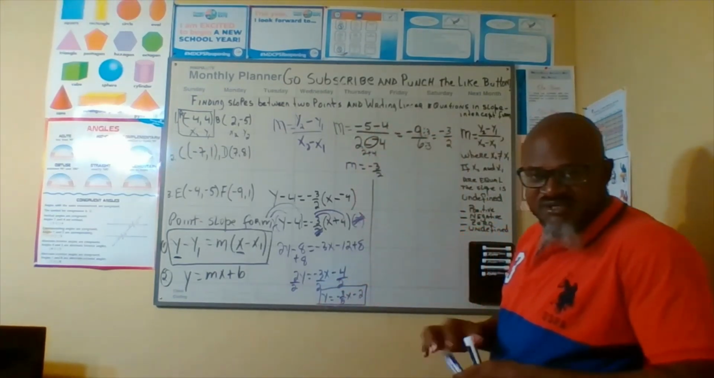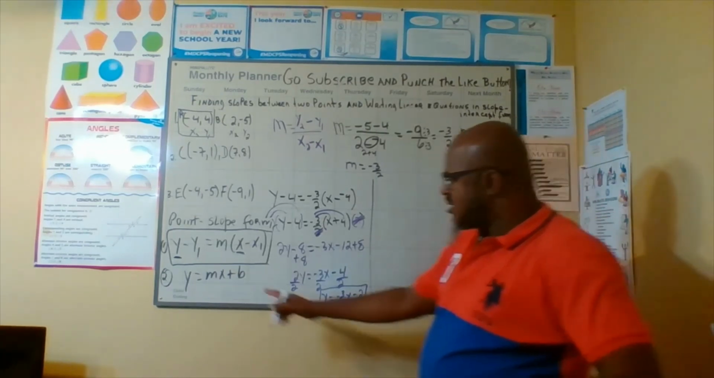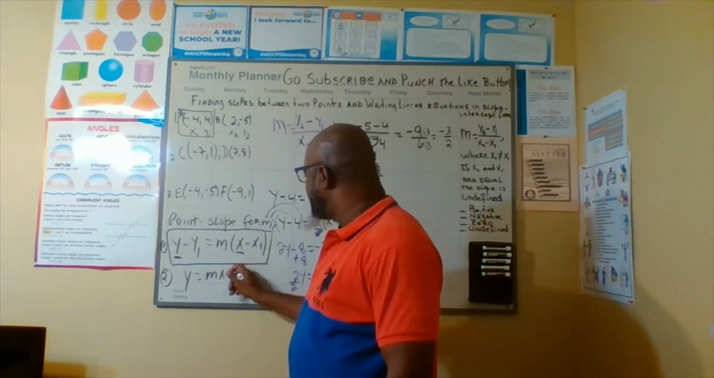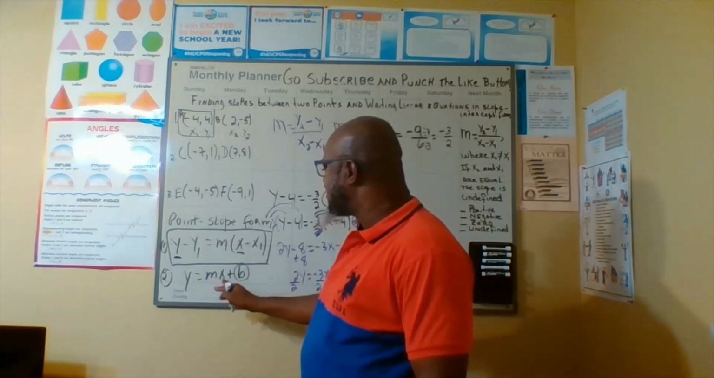So like I promised, I'm going to do it by using the other way. This is y equal mx plus b. So be aware, the only thing we don't know is b. We're going to solve for b. We're going to replace y, we're going to replace m, we're going to replace x.